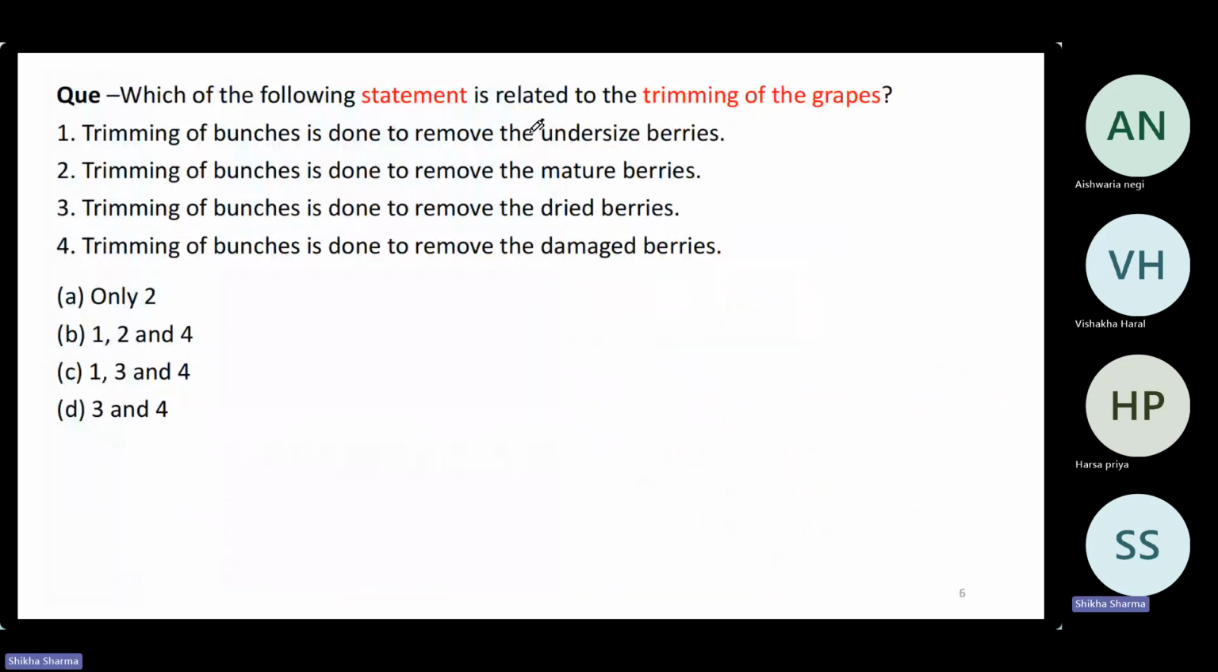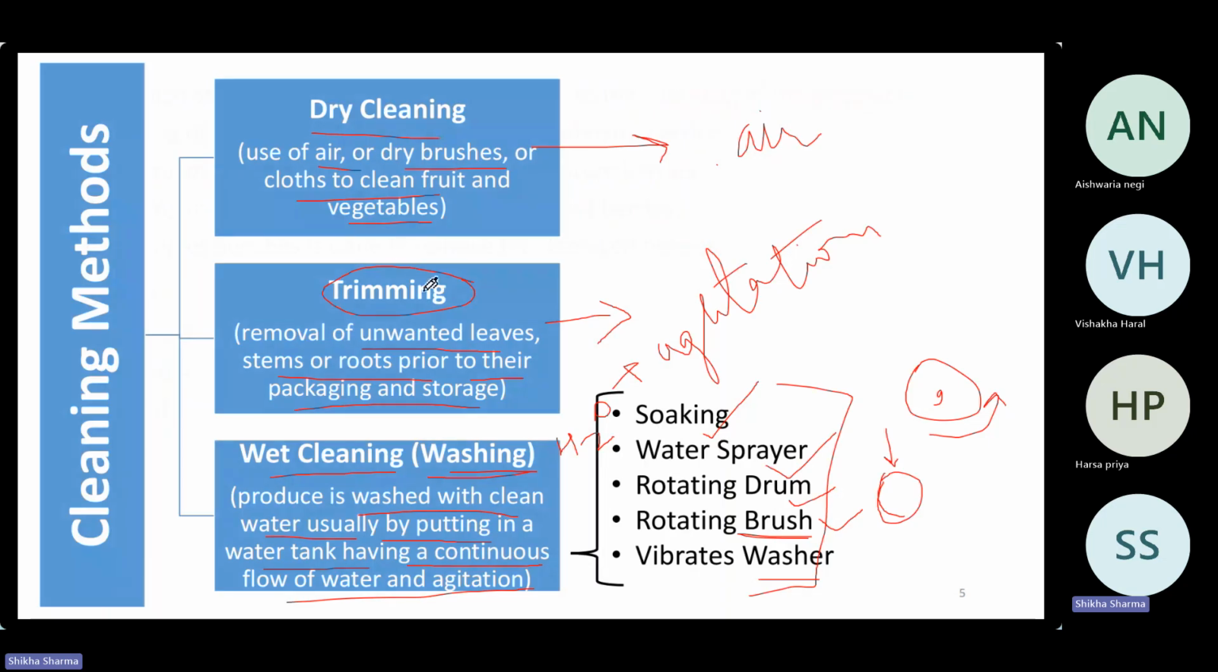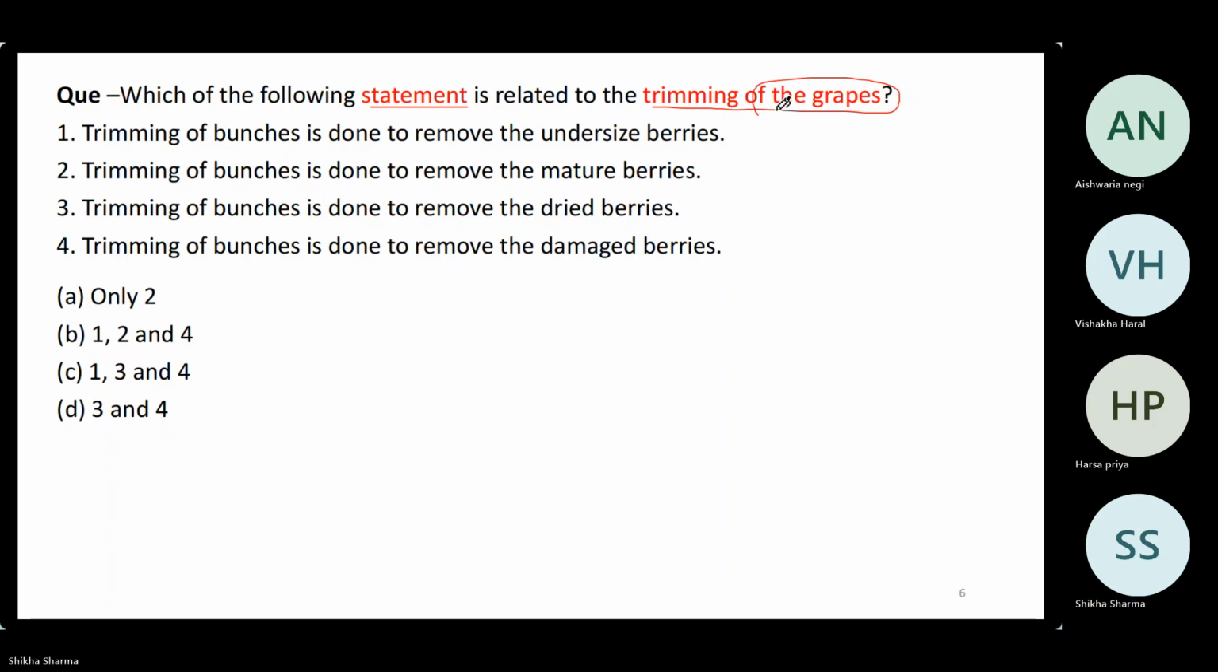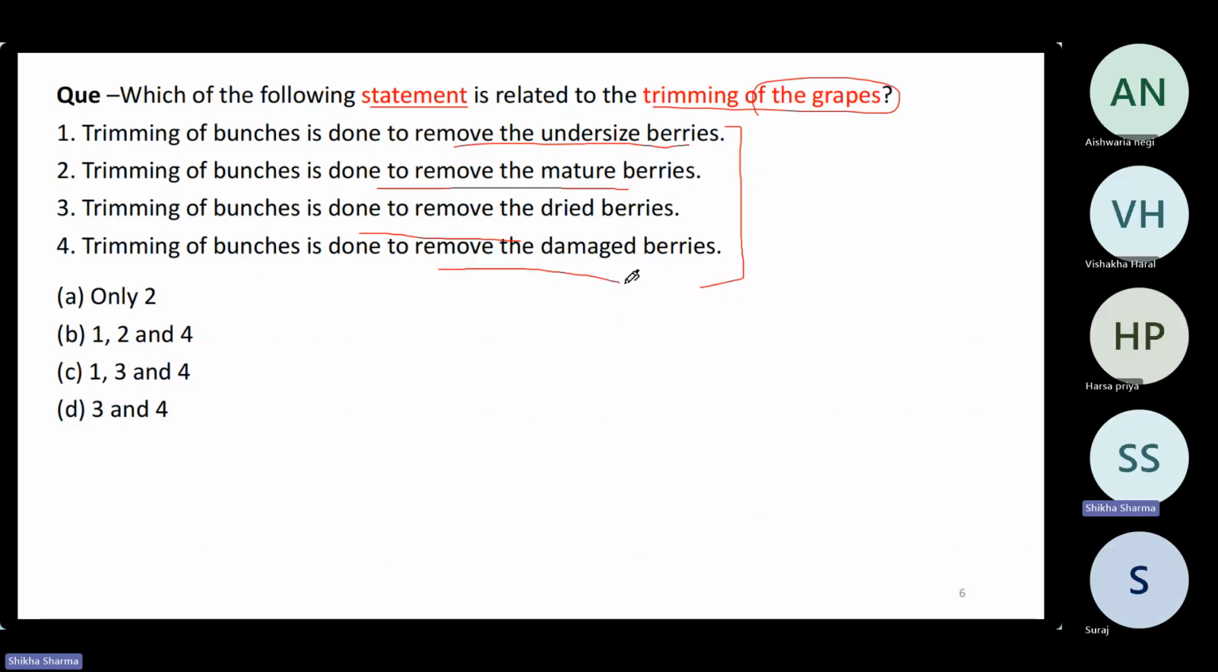Let's move to the next question, which is related to trimming of grapes. We just now discussed that in the cleaning method, the second method is trimming. So let's discuss trimming of grapes. First, trimming of bunches is done to remove the undersized berries. Second, trimming of bunches is done to remove the mature berries. Third, trimming of the bunches is done to remove the dried berries. Fourth, trimming of bunches is done to remove the damaged berries.